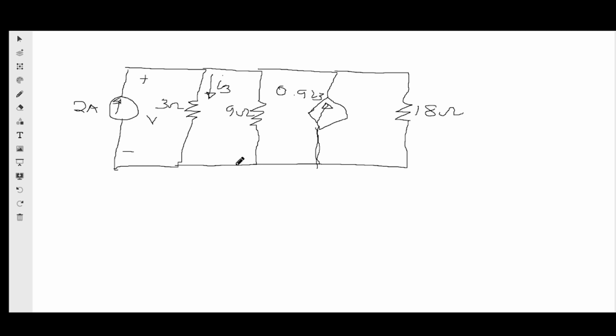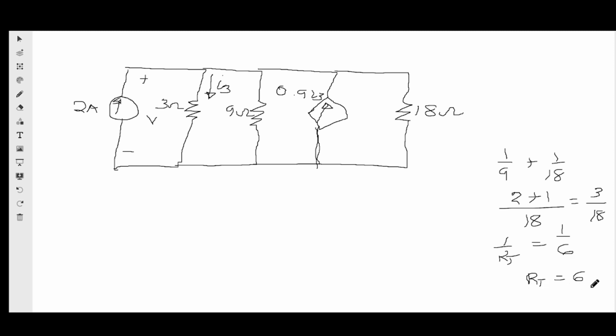As you can see here, we can combine 9 and 18 because they are in parallel, right? When we combine 9 and 18, we have 1 over 9 plus 1 over 18, which will give us 2 plus 1 over 18. That's 3 over 18. So therefore 1 over RT, because 3 over 18 is 1 over 6, which means that our RT is 6 ohms.